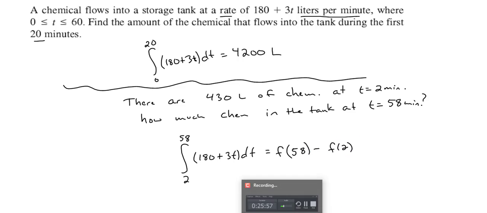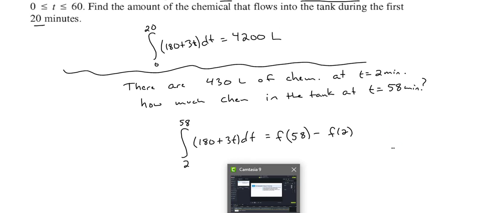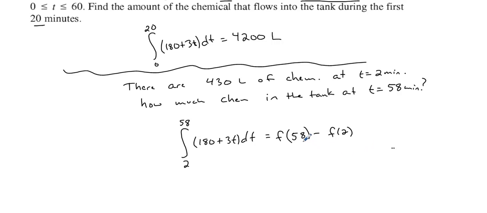Before, when we did definite integration, we didn't consider these like the ending amount and initial amount, right? But in this word problem, we do. So what is f of 58? It's what you're trying to find. What is f of 2? The amount in the tank at 2, which is 430. So we use our calculator to figure out this amount. That's the change.